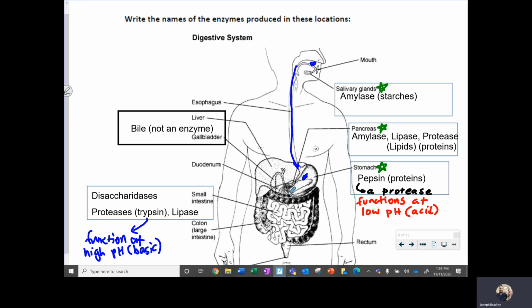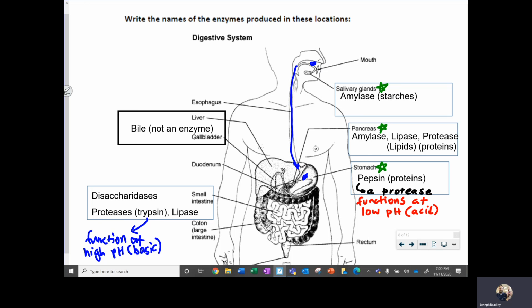Then it goes into your small intestine, specifically your duodenum, where it mixes with bile, which breaks down your fats. And then the pancreas will inject more amylase, lipase, and protease to break everything down. Then in your small intestines, you'll have things called disaccharidases, which will break down all the disaccharides that are left over after the amylase breaks it down. And then finally, your last bit of lipases, and then you have a chemical called trypsin.